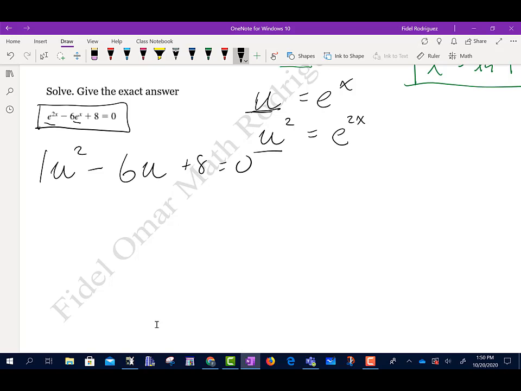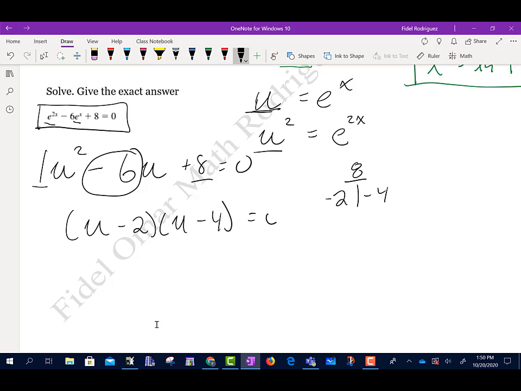And notice, since the number in front of the u squared is a 1, my first step is what's 1 times 8? I know that's 8. I'm looking for two numbers that multiply to 8 but are going to add up to a negative 6. What about a minus 2 and a minus 4? And then we can just do this business, okay, because it's a shortcut. And then we're going to set each part equal to 0.